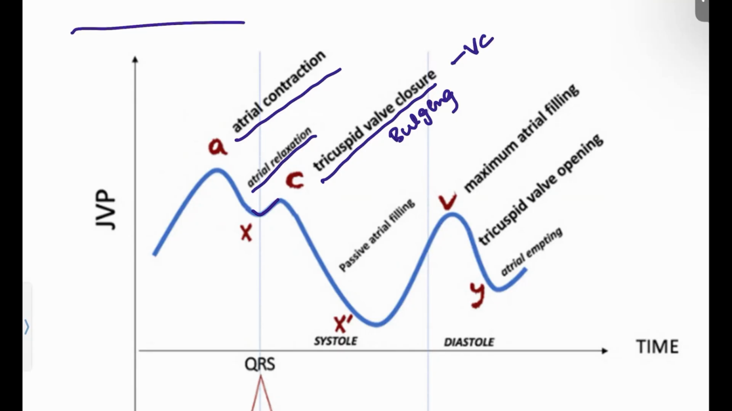And again the descent, this is the major descent due to passive atrial filling. So when there is filling, your vena cavas and everything will be open, and it is going to fill. The pressure is mostly decreased at this point. And again, there is a wave suddenly, that is your maximum atrial filling. So once the atria is completely filled, the pressure will be increased, so that the tricuspid valve is going to open, causing the Y descent. So this is the entire significance of the JVP.